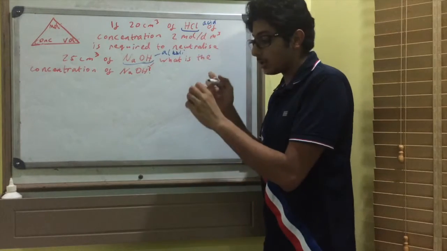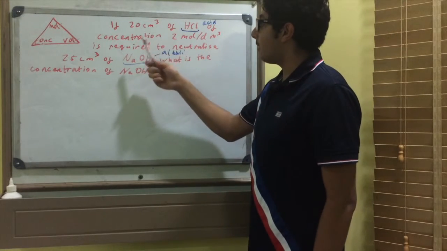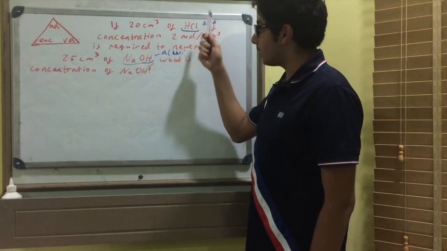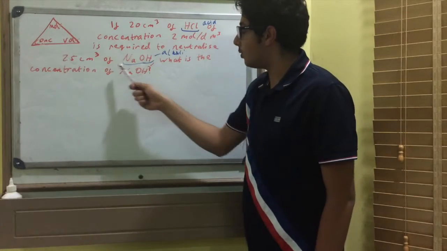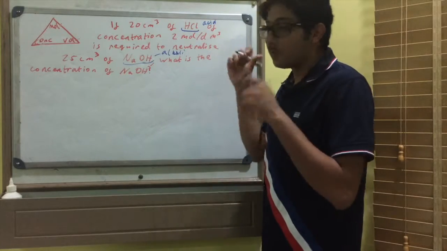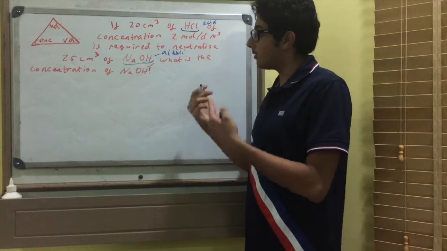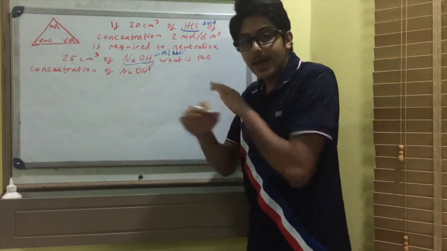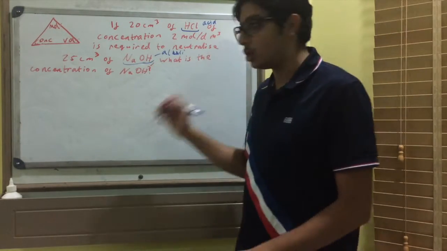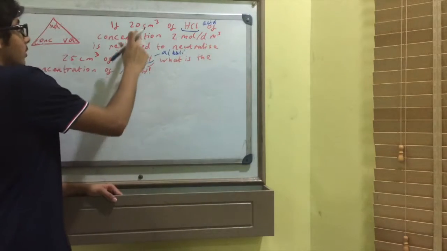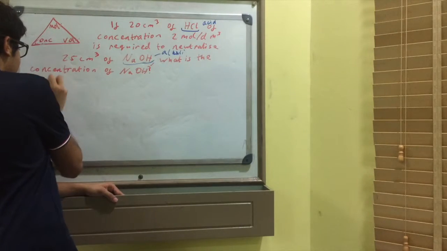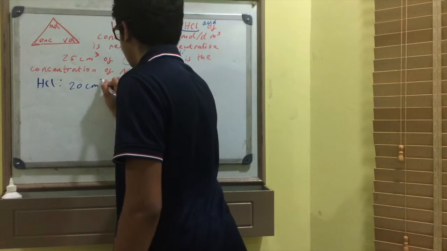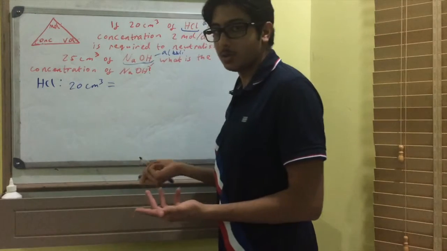Imagine we did a titration experiment and we found out that 20 centimeters cubed of hydrochloric acid is required to neutralize this volume of sodium hydroxide. So we've done the experiment. Now we do the calculations to find out the concentration of sodium hydroxide. The first thing we do is convert everything into decimeters cubed. So, 20 centimeters cubed. Let's do hydrochloric acid first. So, 20 centimeters cubed is what in decimeters cubed?